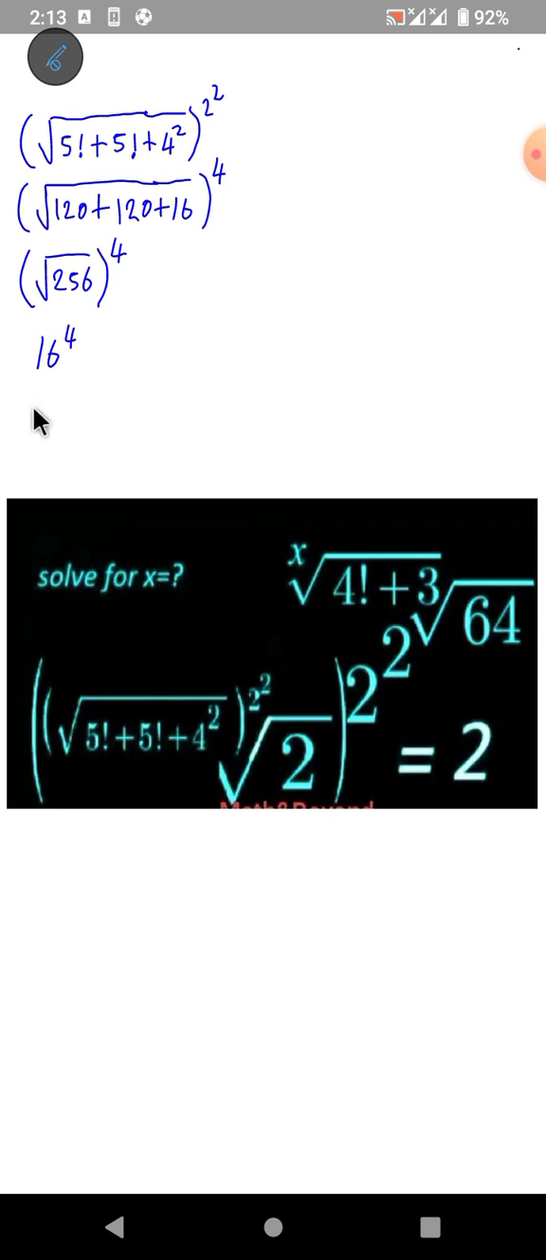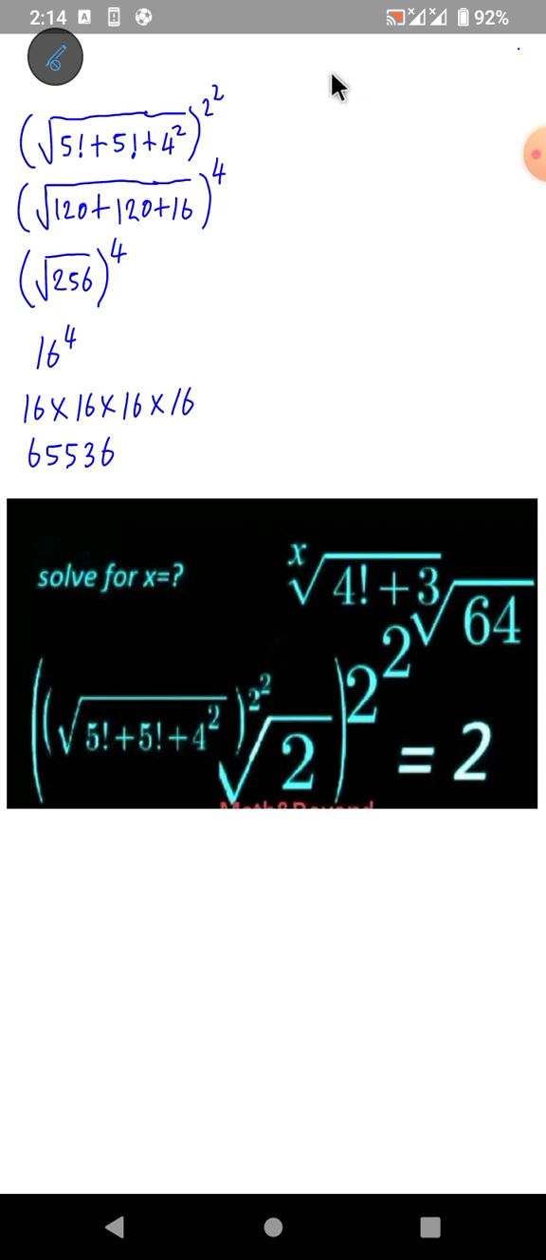16 raised to the power of 4 can be written as 16 multiplied by 16 multiplied by 16 multiplied by 16, which is 65536. So 16 times 16 times 16 times 16 will give me 65536. Then my next step now will be to simplify this, the root of 4 factorial plus 3.